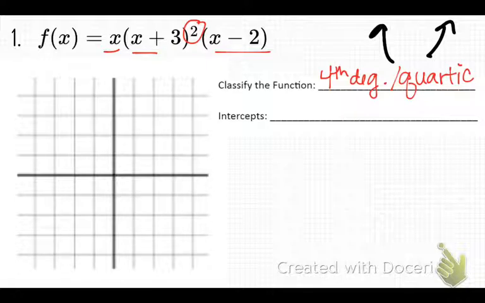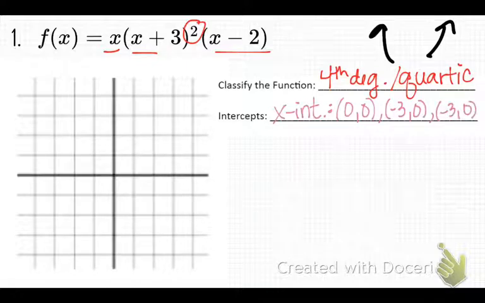Now, when I ask for intercepts, what do I need you to find? X and Y. I like to start with X. We're going to do X intercepts. So what is my first X intercept? 0, 0. Good, because we have that X out front. What is my second X intercept? Negative 3, 0. And my third one? Negative 3, 0 again, good, because I have multiplicity. And what's my last one? Positive 2, 0.